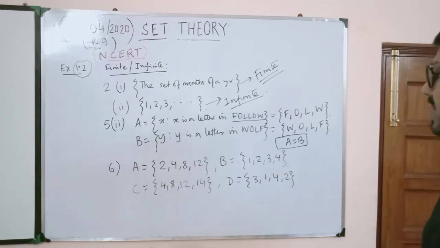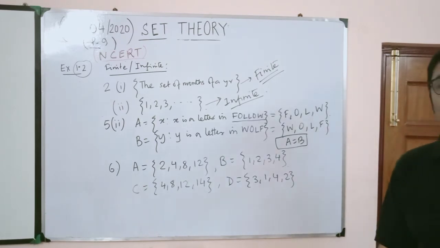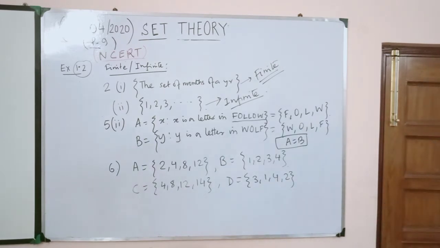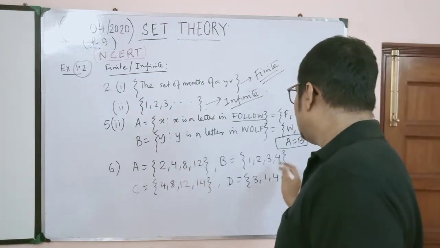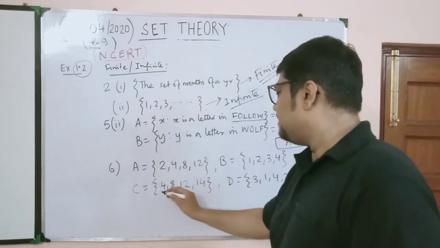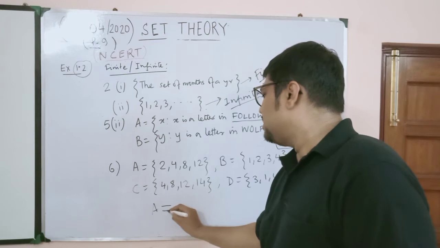Number 6. Coming to number 6, we see that a few sets are given: A, B, C and D. We are trying to find out which sets are equal to each other, which sets are equivalent to each other. So what we find here is A: 2, 4, 8, 12. None of these are 2, 4, 8, 12. These are 4, 8, 12, 14. So A and C, they are not equal.